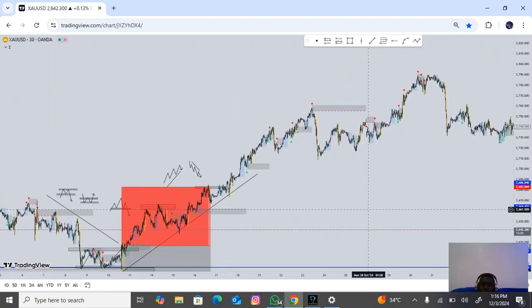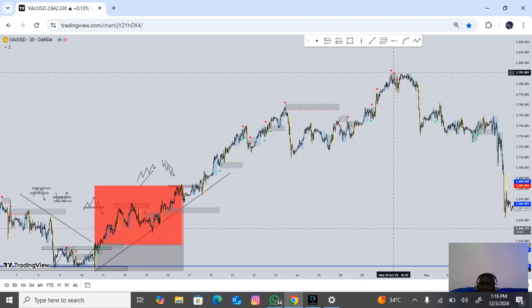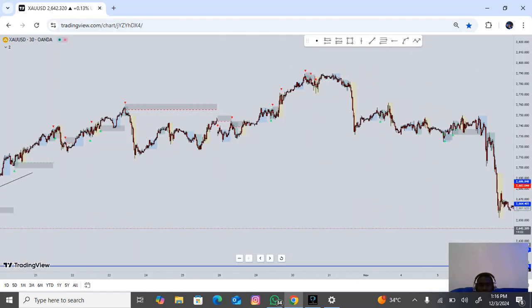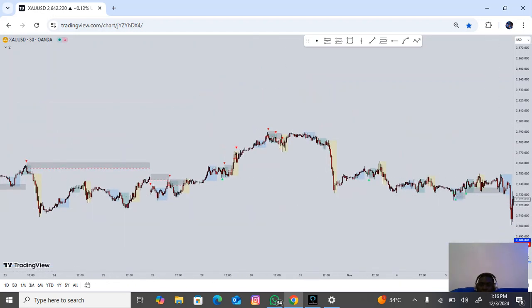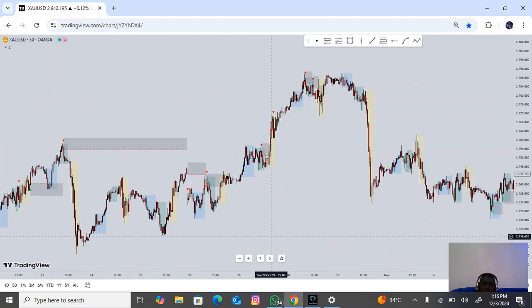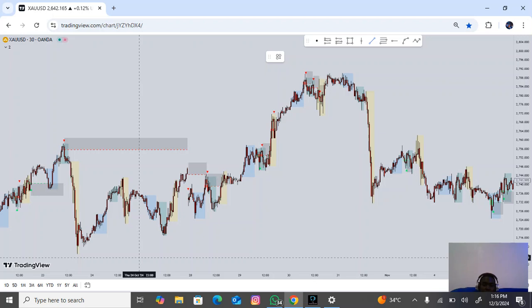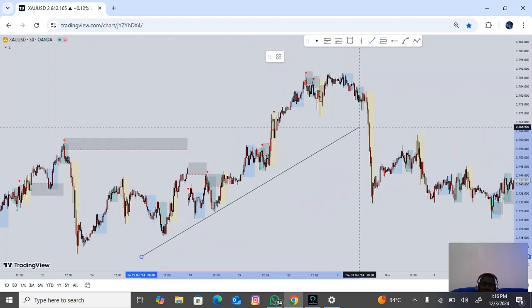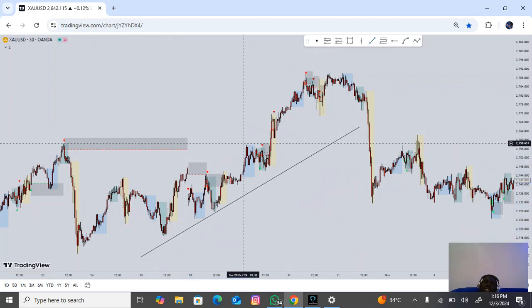Okay, I've gotten one right here. As you can see right here, this is an uptrend. Like I say, even a child can identify this as an uptrend, right?